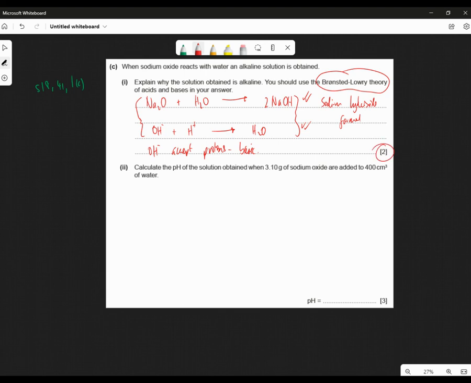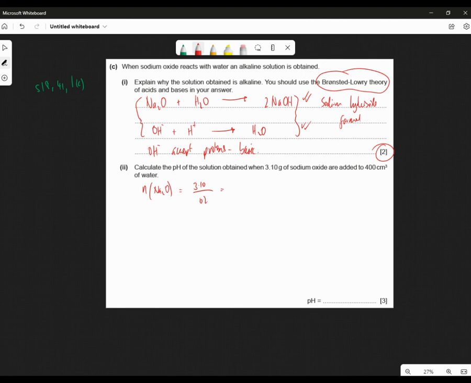Calculate the pH of the solution obtained when 3.1 grams of sodium oxide are added to 400 cc's of water. Right, obviously, let's use this top equation. First thing I want to know is number of moles of sodium oxide. It's 3.1 divided by 2 times 23 is 46, 46 plus 16 is 62. All right, so the number of moles is that.